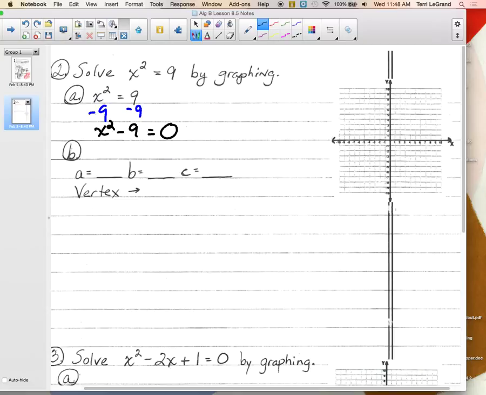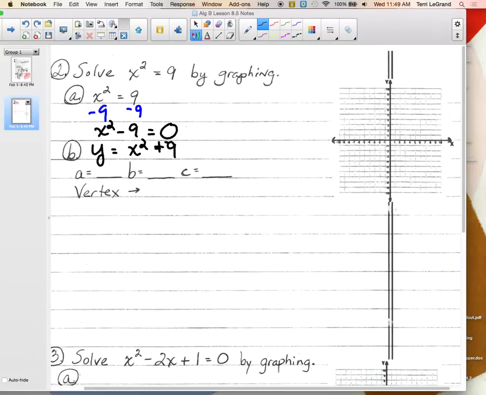Replace 0 with y. Okay, so I like to just also turn the equation around and have the y started out. y equals x squared minus 9. Instead of being set equal to 0, we want it set equal to y. We'll change this to add the opposite, and see that we have an x squared plus a negative 9.